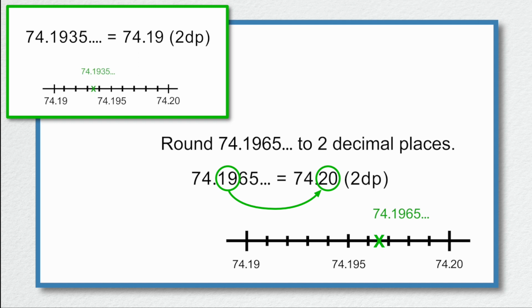And here's 74.1935 on the number line, and we can see that it is closer to 74.19 than it is to 74.20. Again, understanding how the number line works when doing this rounding might take a little while to get used to, but this is key to mathematically understanding what we are doing when we are rounding to 1 or 2 or even 3 decimal places. Let's do a similar question.